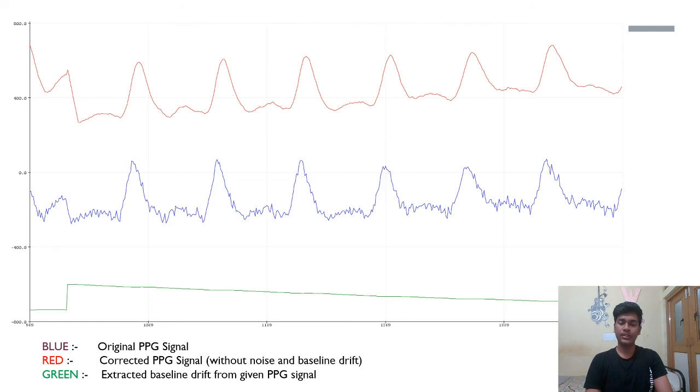The blue graph here shows the input PPG signal, and the green graph shows the extracted baseline drift of the PPG signal, which is also the output of the second moving average filter. The red one is the corrected PPG signal or the smoothened signal, which is the output of the moving average filter with L equal to 8.